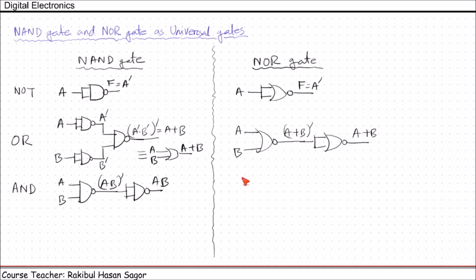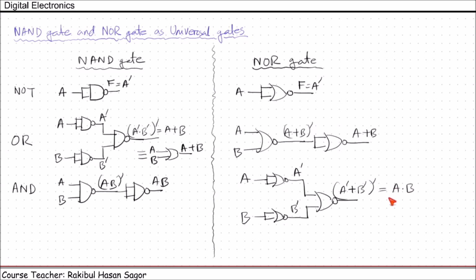Now the AND gate implementation, a, b. First of all, a will be inverted, b will be inverted. The outputs will be sent through another NOR gate. Here we'll get a prime, here we'll get b prime, and here we'll get a prime or b prime whole prime. Now using De Morgan's theorem, this can be written as a dot b. So this is the equivalent circuit of AND gate. We are giving a, b as input and we are getting ab, which is the ANDed output.